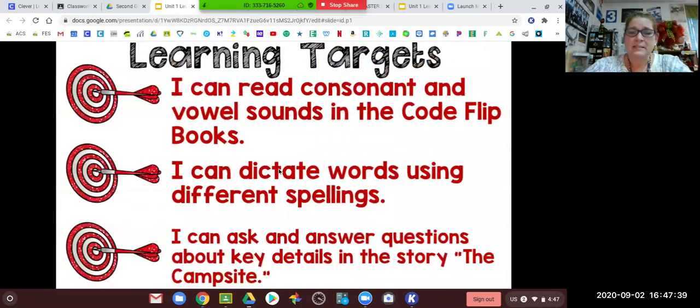All right, so our learning targets today were that we can read consonant and vowel sounds in the code flipbook. We did that. I can dictate words using different spellings, and we did that with the words pit, tip, and bib. And we can ask and answer questions about key details in the story, the campsite, and we just did that. So that's all that we have for today.